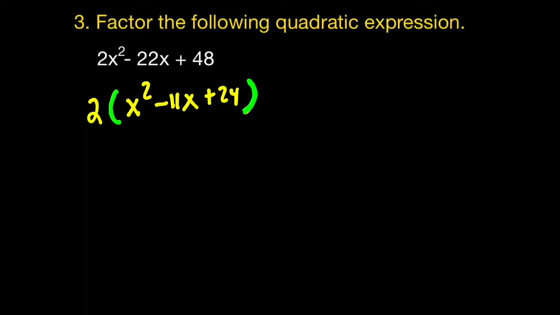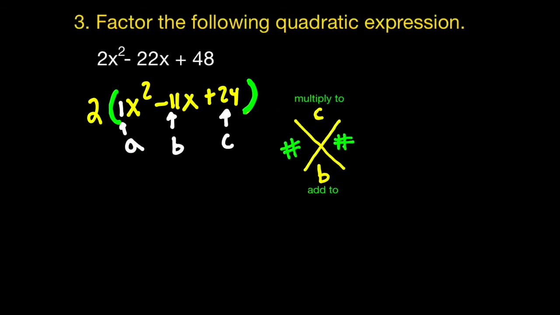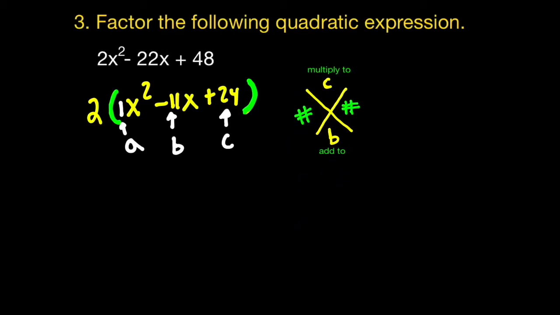Zooming in on the parentheses, we now have a trinomial x squared minus 11x plus 24. And notice that the leading coefficient is 1. If I label the rest of my key terms, we can see that the b value is going to be negative 11 and the c value is going to be 24. Because the leading coefficient is 1, we can apply the x diagram for organizational purposes, and this is going to help us identify the two numbers that multiply to c but add to b.